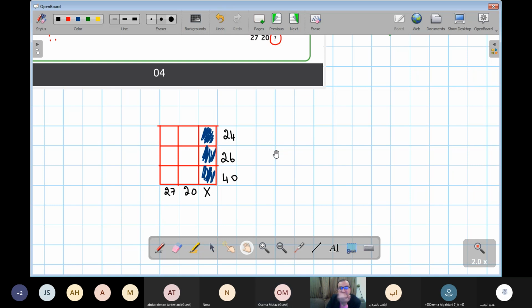Right. Why? This is my question. It's not about the answer. Why do you try to add these three numbers, then subtract from the sum of two numbers?